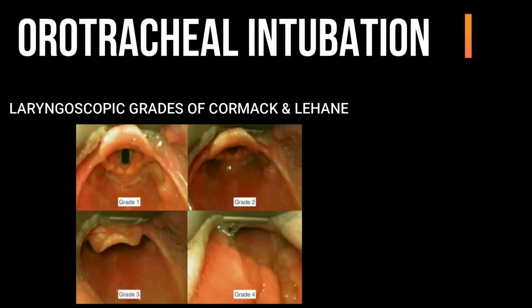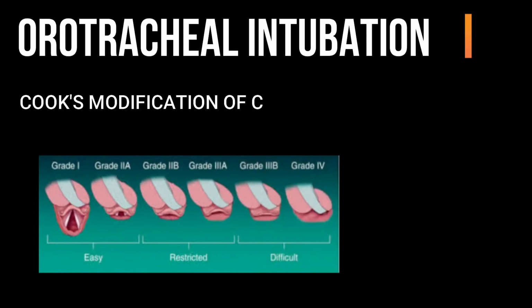Cook modified the CL grading and further divided 2 into 2A, in which posterior commissure along with the posterior part of vocal cord can be seen. In 2B, only posterior commissure can be seen. In 3A, epiglottis is visible, which is liftable with the bougie. In 3B, epiglottis is seen, which is not liftable with the bougie. In this patient, it is CL grade 1.